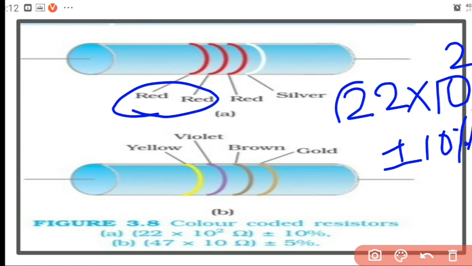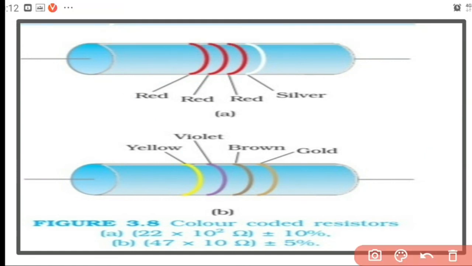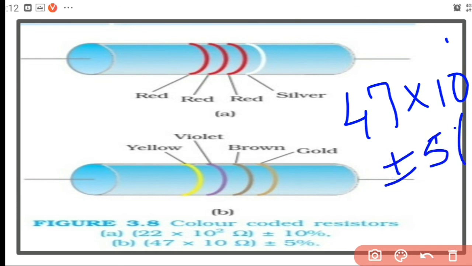Then coming to the second case, you can see in the diagram: yellow, violet, brown, gold. Yellow stands for which number? 4. And violet stands for 7; you can recollect BB Roy of Great Britain, and by practice it will come. So practice yourself. So 47 into brown, which is 10 to the power 1. So 10 raised to 1, plus or minus, gold is 5%. So you can write it as 470 plus or minus 5%. That much ohm is the answer.